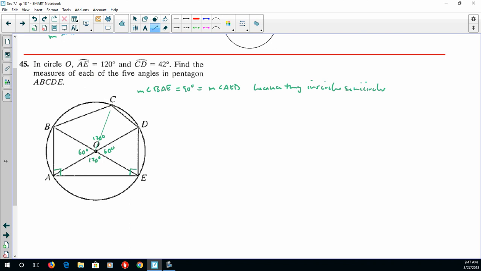Tell you what, I want to get rid of something here. Let's get this off. CD arc is a 42-degree arc. So that means this angle is 42 degrees.